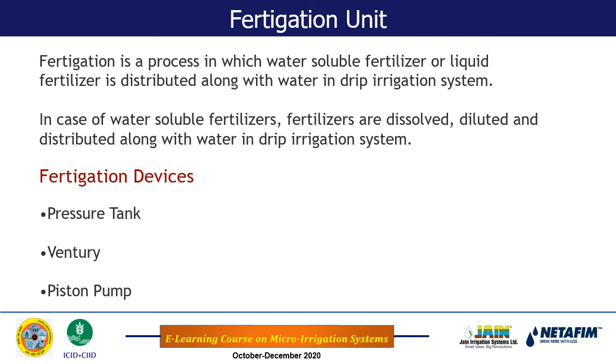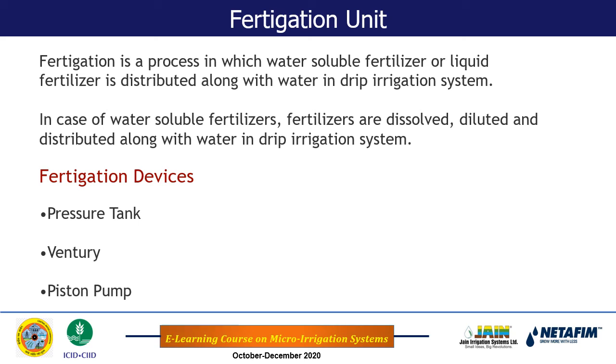Fertigation unit. The fertigation unit is the last important component of the micro irrigation system. All of us know that fertigation is a process in which water soluble fertilizer or liquid fertilizer is distributed along with water in a drip irrigation system. That is, whenever we apply water and nutrients together through a drip irrigation system, with every drop of water, whenever we apply fertilizer, then we call this fertigation. And to make this possible, we need the unit which is called the fertigation unit.